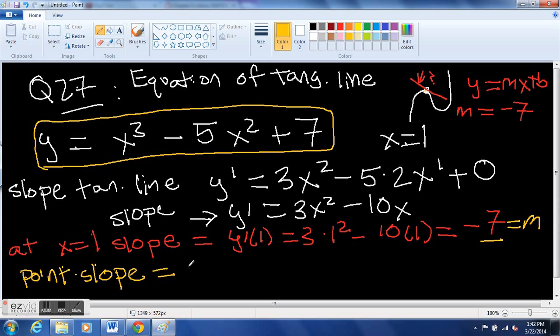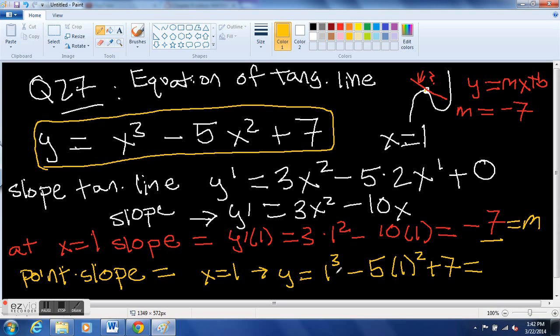So when x equals 1, that implies that y on the function itself, the little curvy function, y equals 1 cubed minus 5 times 1 squared plus 7. Okay, this is 1 minus 5 plus 7. 8 minus 5 is 3. So now we have a slope of negative 7 and a point. We found a point on the line that is 1, 3.